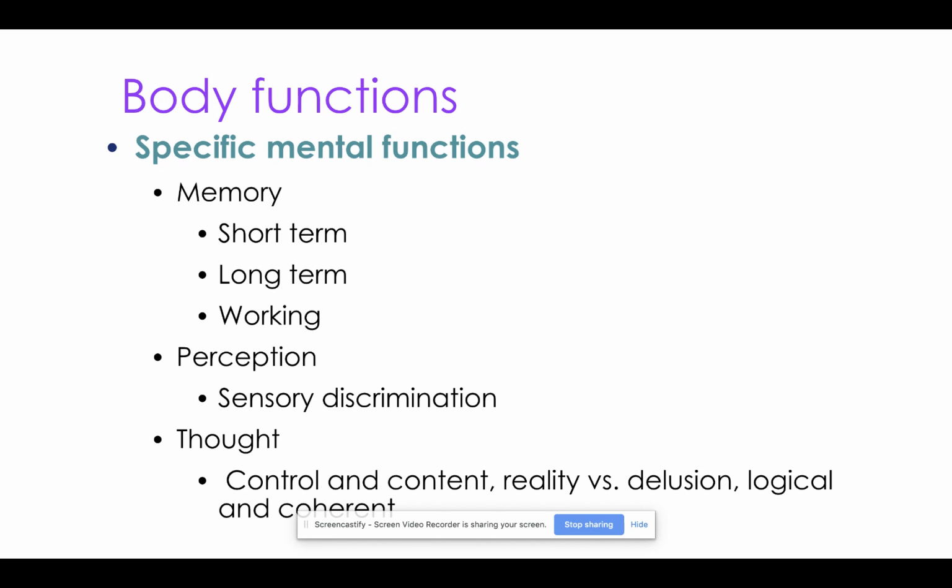Okay, now we're going to talk a little bit about specific mental functions again, but now we're going to be looking at memory. Okay, we have what we call short-term memory, long-term memory, and working memory. When we talk about short-term memory, this is primary or working memory. This is a capacity of holding information, but not really manipulating that information. So it's really an active component of memory.